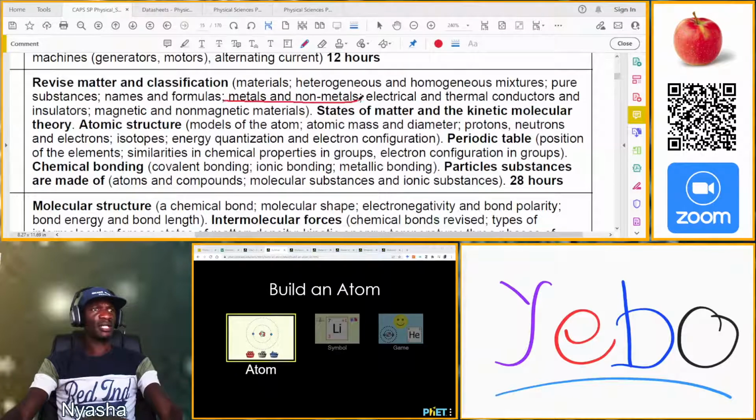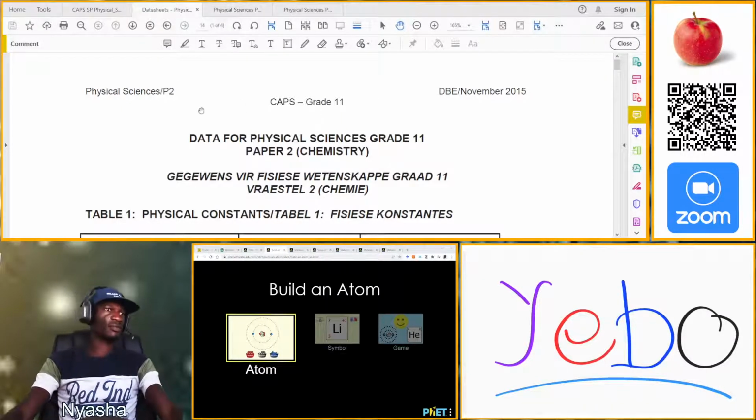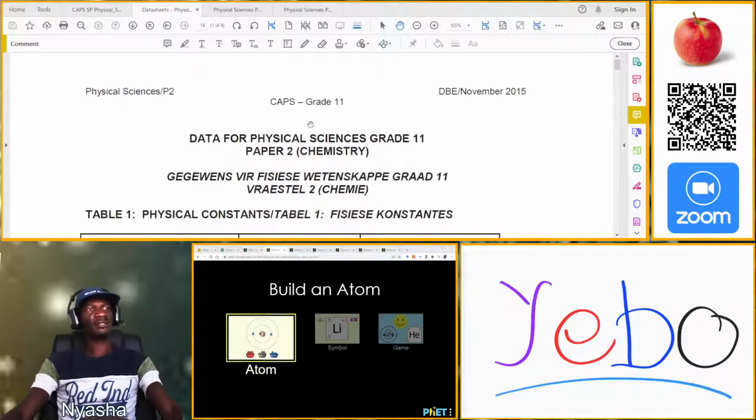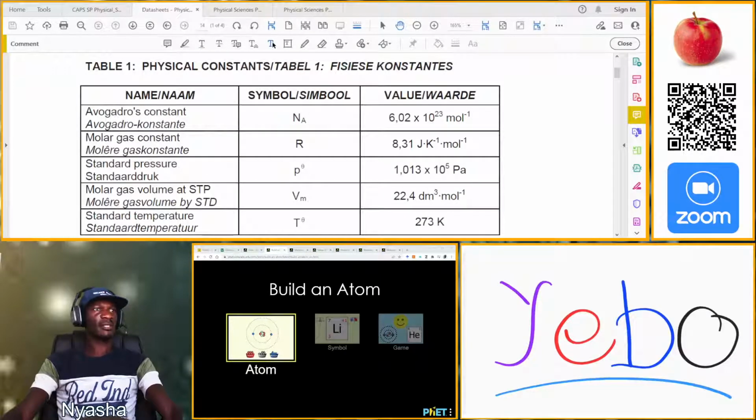And when you look at the classification of our materials, I think immediately you should have your periodic table. So let me see what the periodic table shows here. The periodic table that I'm pulling is from one of your papers, the grade 11 paper 2 on physical sciences. Usually you'll be provided with a data sheet, a set of documents that have printouts of constants. For example, you've got table 1, which is just physical constants.